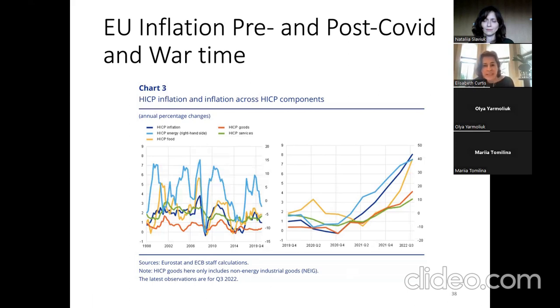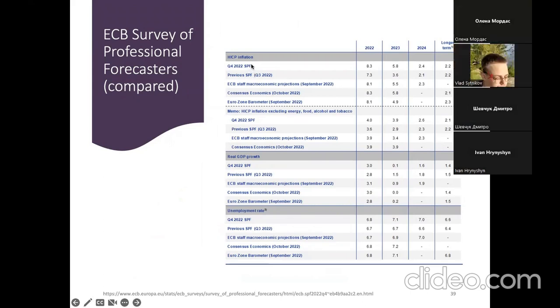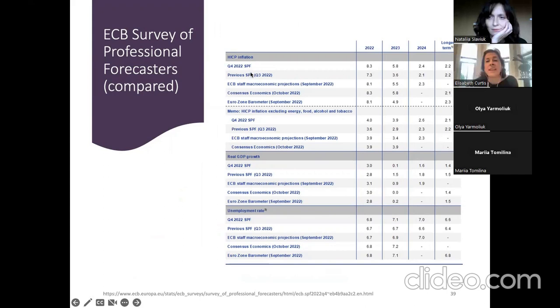So we can see that really the sources of inflation, like in the US, come from all sectors. So here's the EU forecast, something very similar to what the US does. They have a professional forecast. So let's see. The top two lines for inflation are from the Survey of Professional Forecasters, and then last.